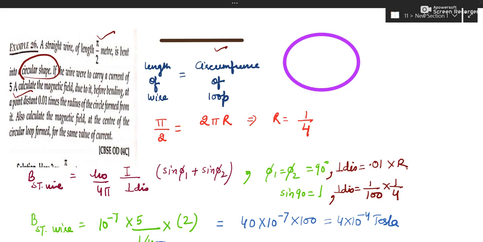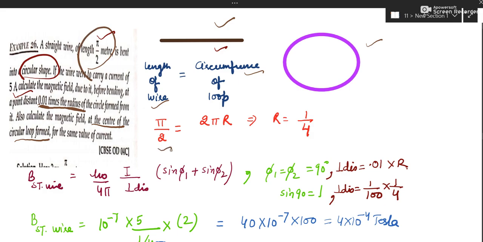Okay, so we have to find out the magnetic field at the center of the loop. This is one question. And at a distance of this times the radius from the wire before bending. So there is a wire which has been bent into a circle. So the length of the wire is equal to the circumference, right? The length of the wire is given as pi by 2, so I've written here, and the circumference is 2 pi r. Pi cancelled, so we get the radius of the loop.